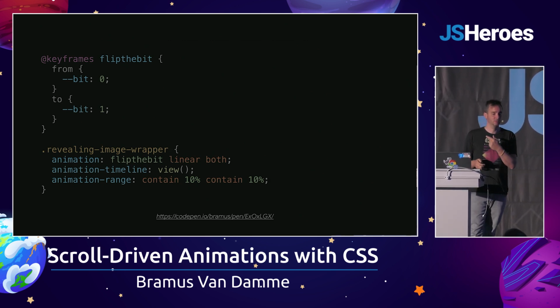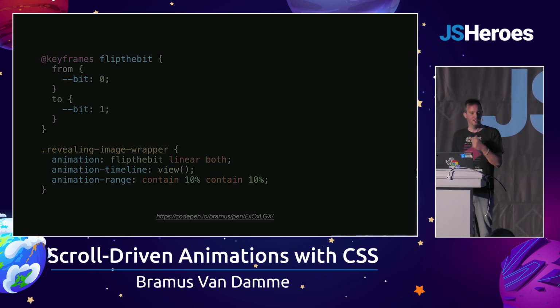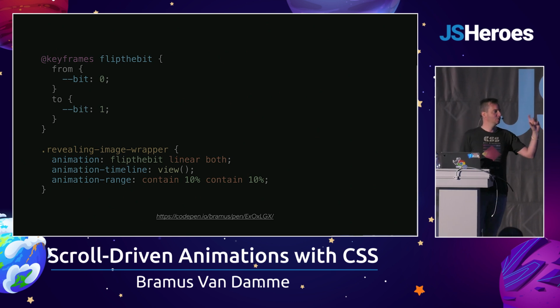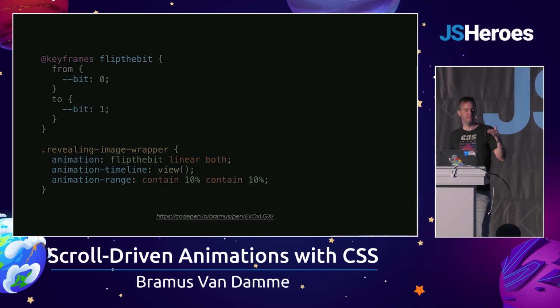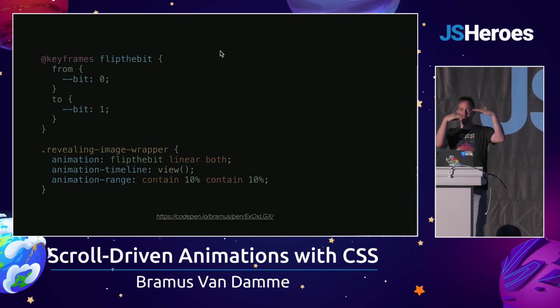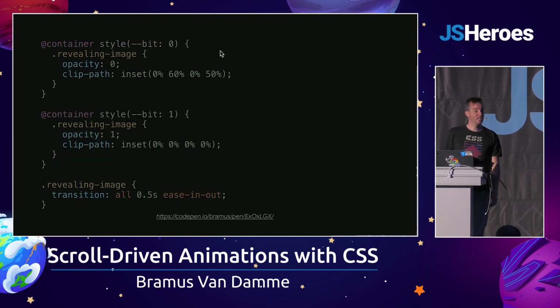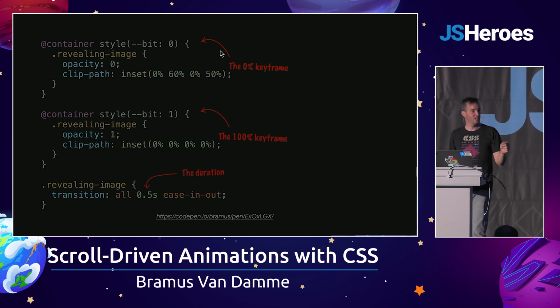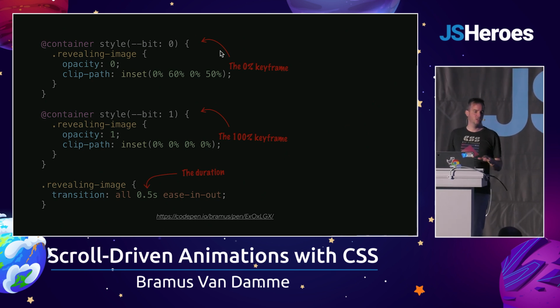It's totally hacky. Maybe you shouldn't use this. I'm flipping a bit from 0 to 1 on the contain 10% range, but the start and the end range are the same, so it's basically a line. And once you hit that line, the bit flips from 0 to 1. Then I'm relying on container queries to style things accordingly. When the bit is 0, that's my 0% keyframe. When the bit is 1, it's my 100% keyframe. And then I'm using a transition duration to hack the thing. And thankfully, this hack you won't need in the future.